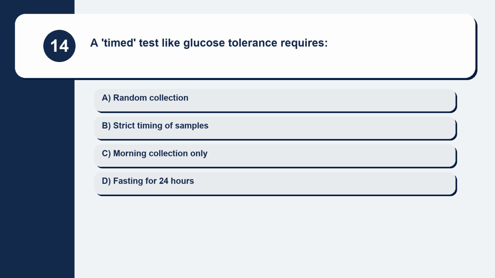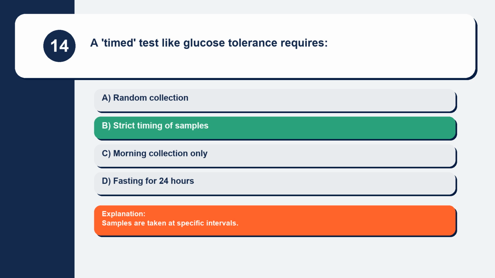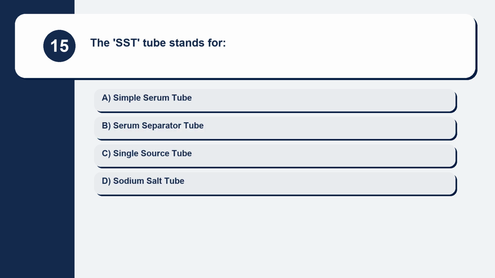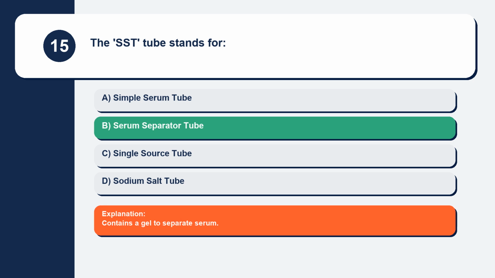Question 14. A timed test like glucose tolerance requires random collection, strict timing of samples, morning collection only, fasting for 24 hours. Samples are taken at specific intervals. Question 15. The SST tube stands for simple serum tube, serum separator tube, single source tube, sodium salt tube. Contains a gel to separate serum.